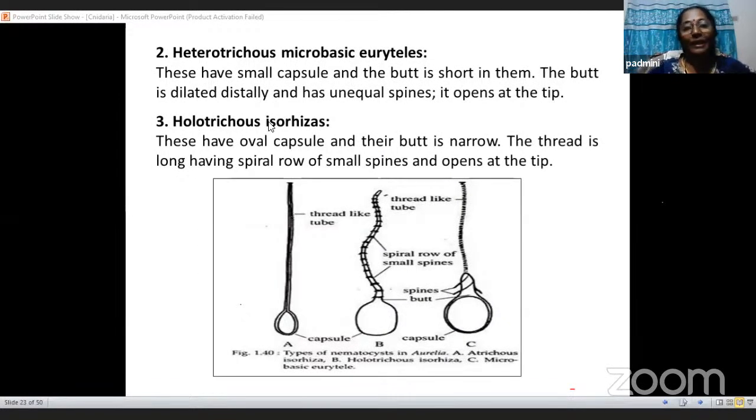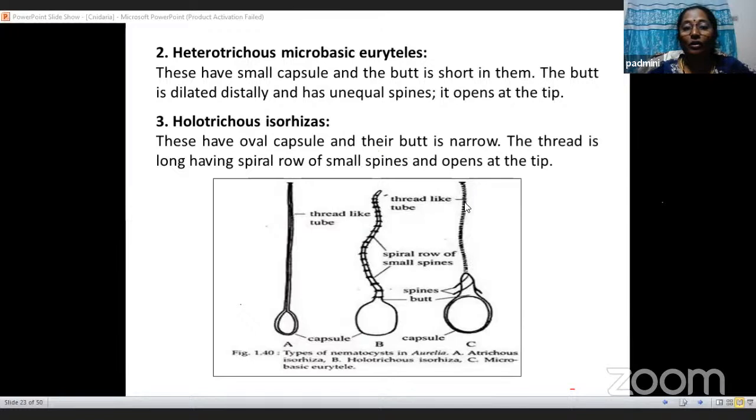Now coming to heterotrichous, hetero. So this is a heterotrichous, a small capsule and a small butt is present over there. A long spiny thread-like structure comes out, and they have those spines. Irregular spines are present in the heterotrichous. So that is the reason why they are called hetero. Hetero means many types. So the spines are not of the same shape and size, and that is the reason why they are called the heterotrichous type of isorhiza. And the next one is a holotrichous isorhiza. What's a holo? So a capsule over there, a long butt, and then they have those long thread-like structures.